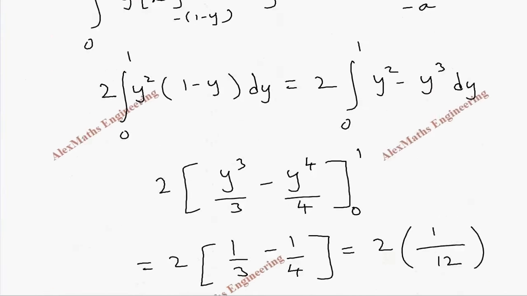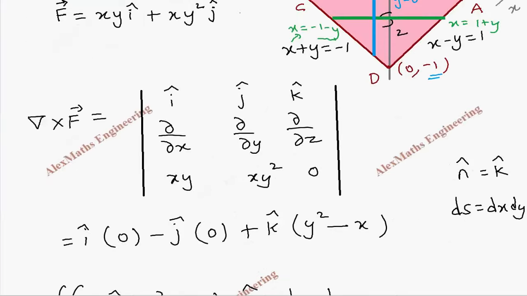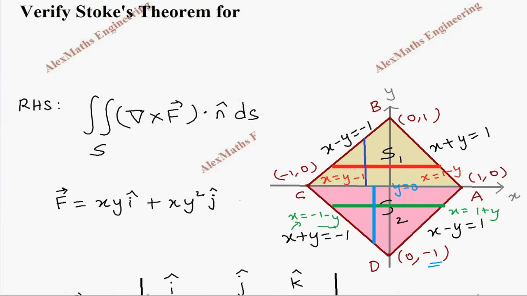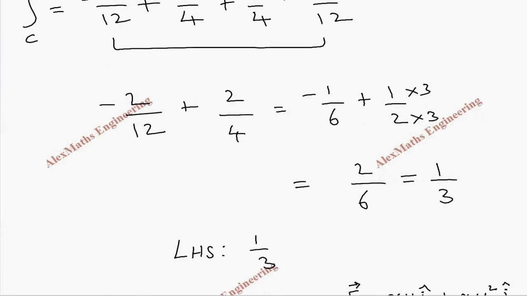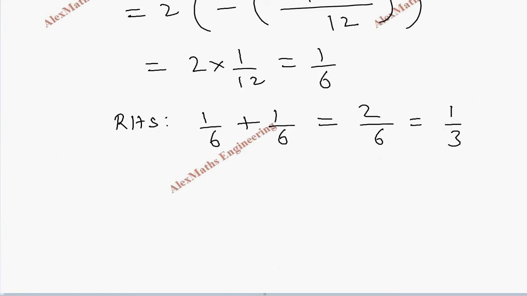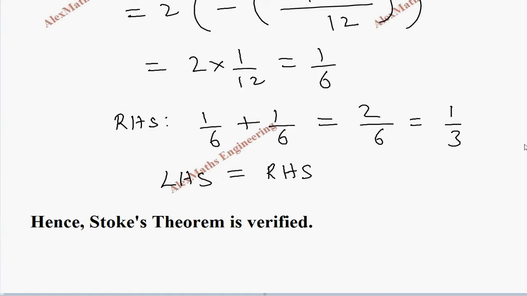So we got RHS as 1 by 3, and LHS already we got it as 1 by 3. So we find LHS and RHS are same. So LHS equal to RHS. Hence, Stokes' theorem is verified.